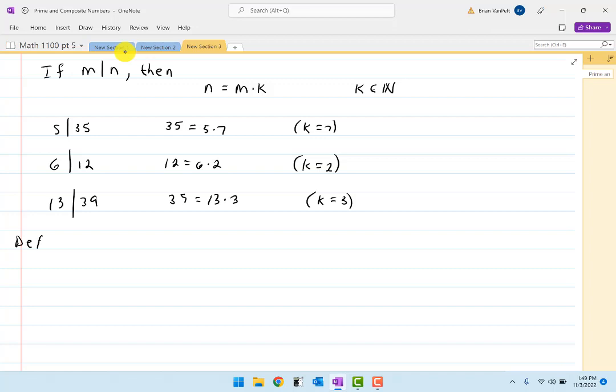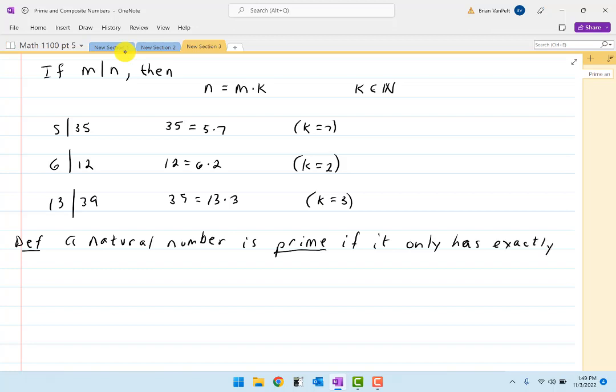Definition: a natural number is prime if it has exactly 2 distinct divisors.